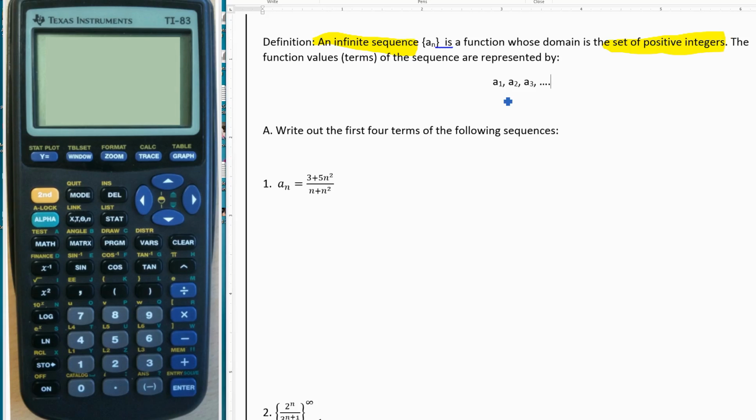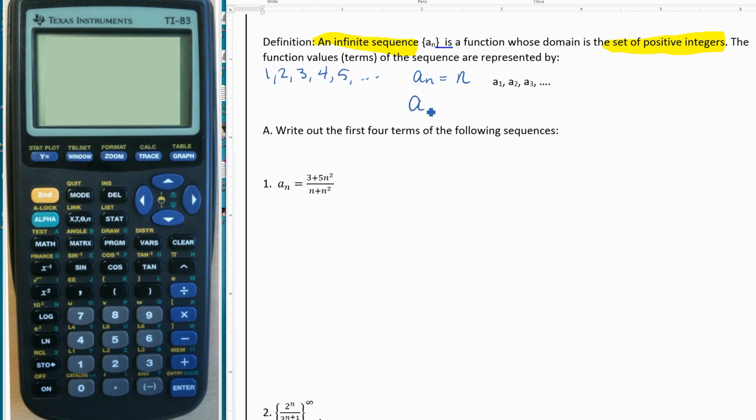So for example, we could have the sequence 1, 2, 3, 4, 5, and so on forever, right? And we would just call each of these, the little formula we give is we would say an just equals n. The nth term is just the nth number, okay?